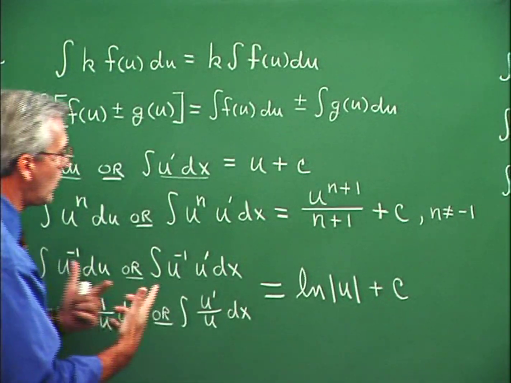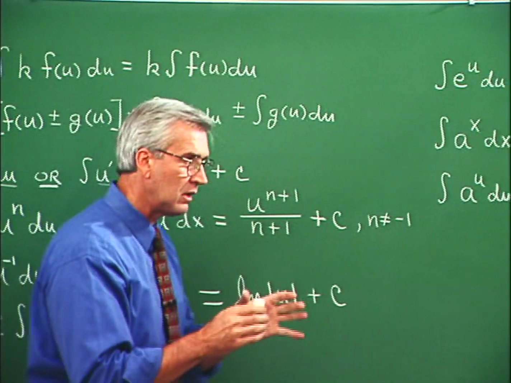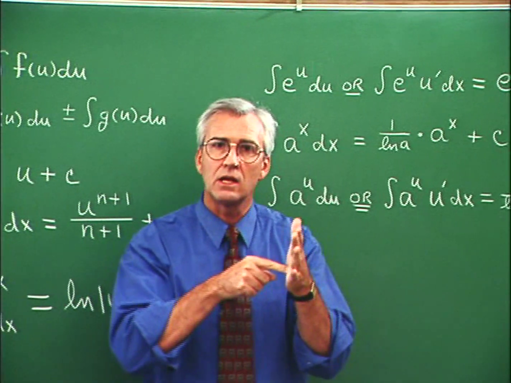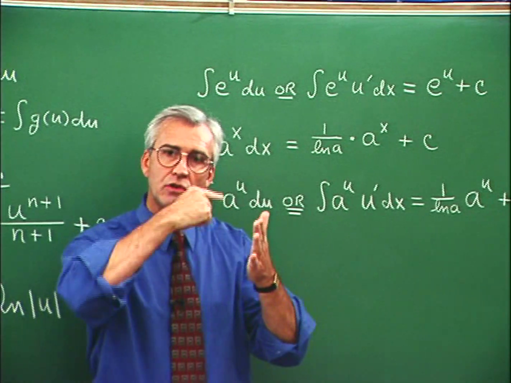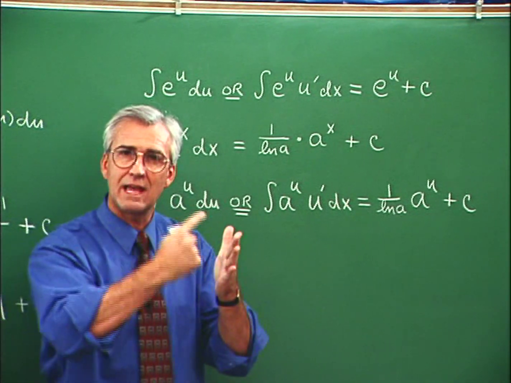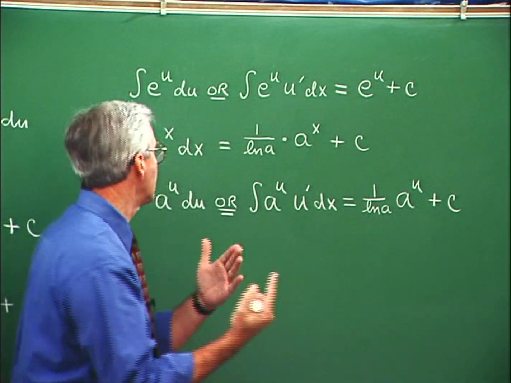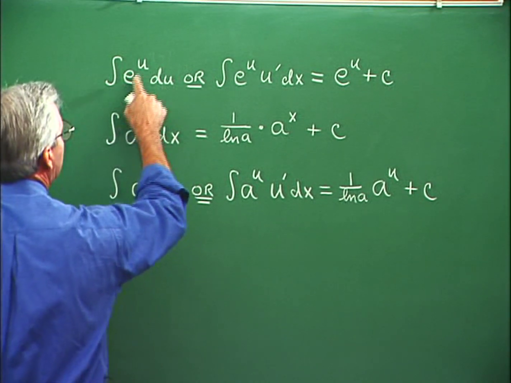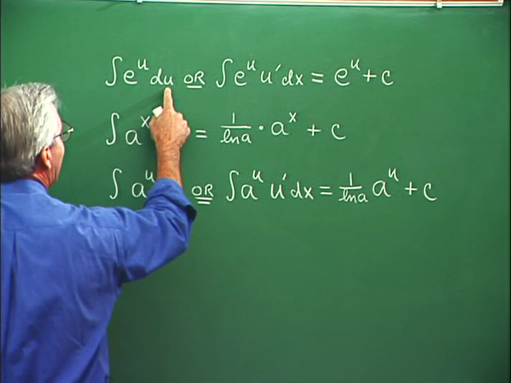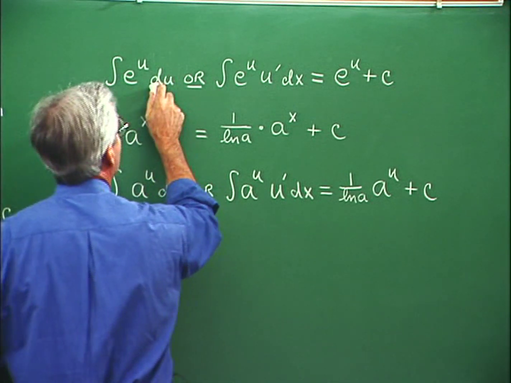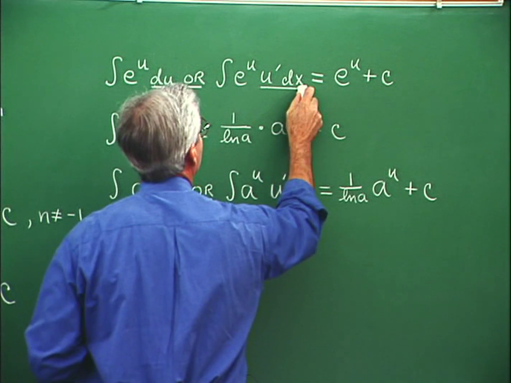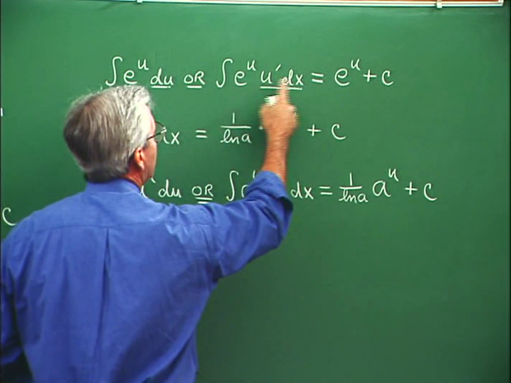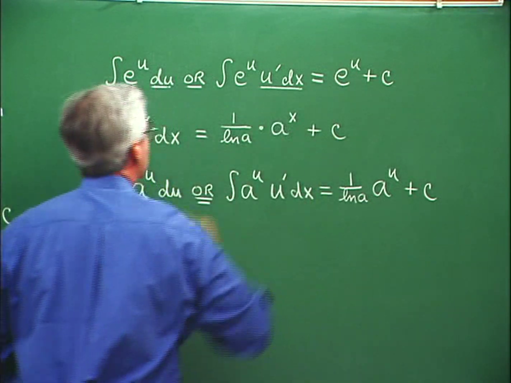Now we come to the point where we are right now with the integral of e to the x, and then e to the u, and then a general a to the x, and then more generally a to the u. It is the e to the u idea, e to the u du, the integral of that, can also be written as the integral of e to the u prime dx. But either of these gives us e to the u plus c.